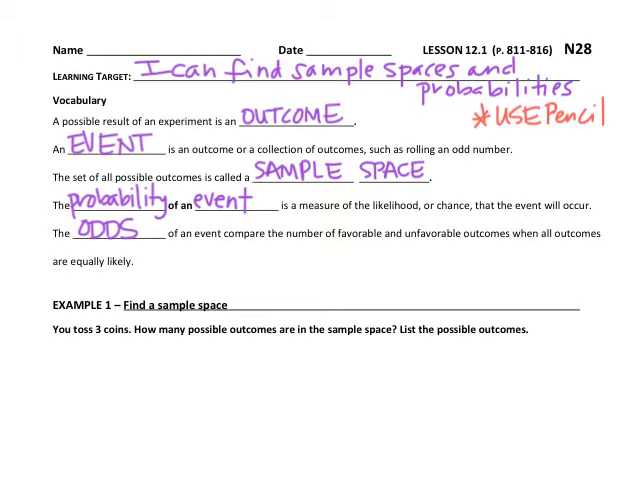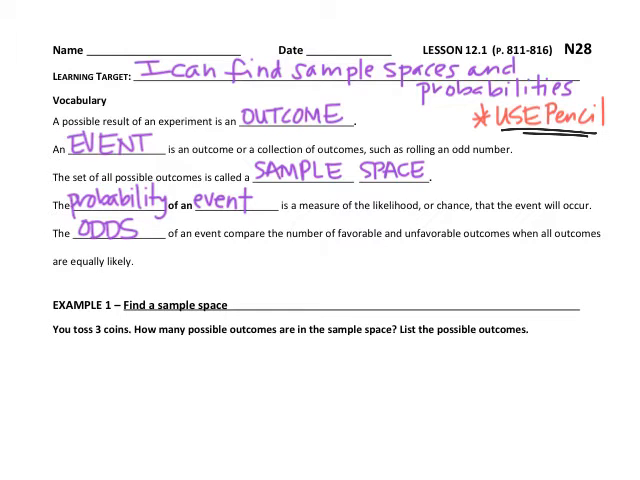This is lesson 12.1, which is the very first lesson in the probability section of this course. And the learning target for the lesson today is going to be I can find sample spaces and probabilities. So please make sure you write that down on your note sheet there. And then of course I'd like you to use pencil to complete this notes assignment.